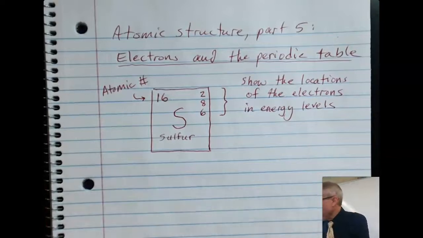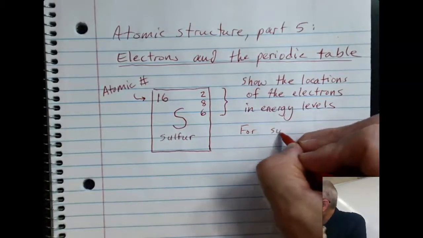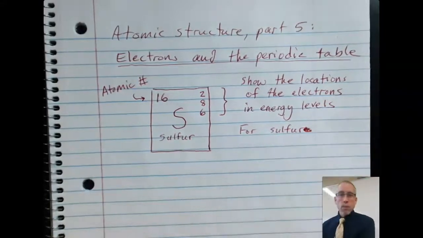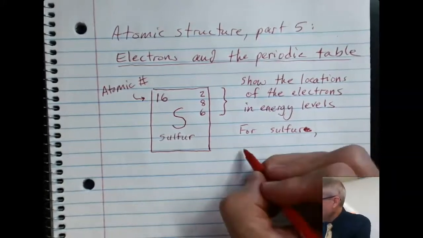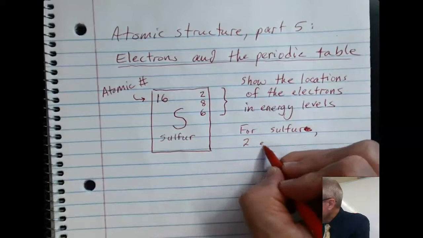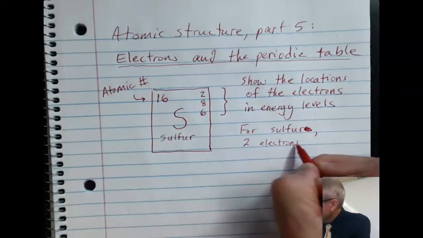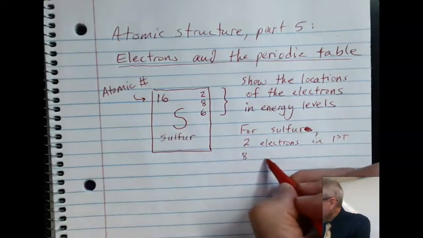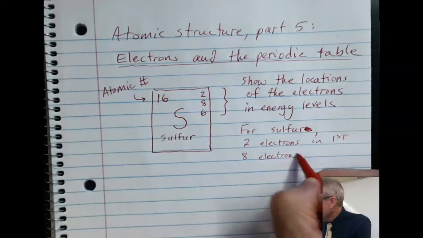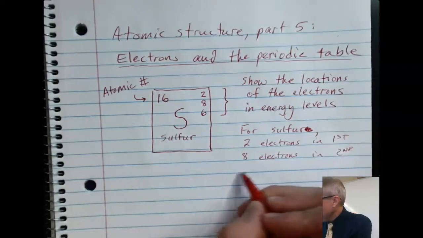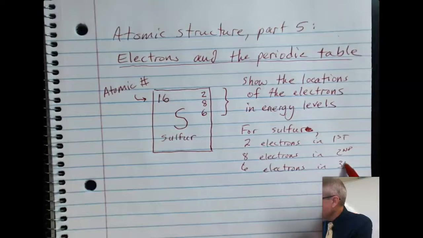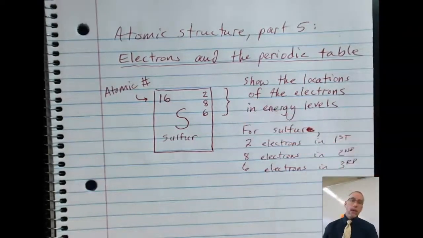So for example, for sulfur, almost misspelled it there. Just ignore that at the end. There are 2 electrons in the first energy level. That's the 2 at the top. And there are 8 electrons in the second energy level. And there are 6 electrons in the third energy level. 2, 8, 6. Take a second to jot that down.